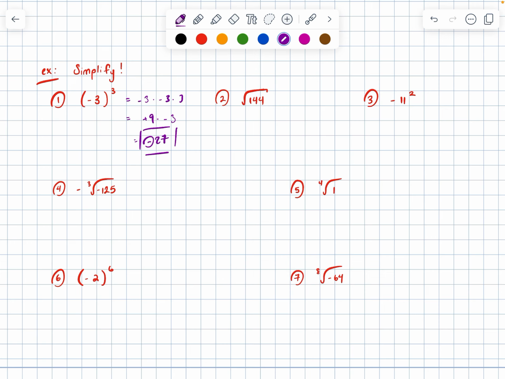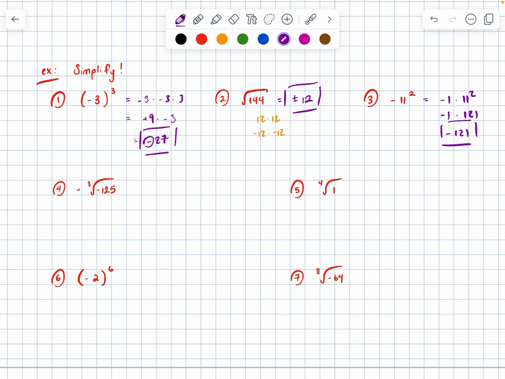For the square root of 144, again, this could be either positive 12 times positive 12 or negative 12 times negative 12. Both versions of 12 work. So we would say that plus or minus 12 is our answer to this question. Negative 11 squared. This is an order of operations question in disguise. This really means, of course, negative 1 times 11 squared. PEMDAS tells me I'd simplify the exponent first. 11 times 11 gives me 121. And then negative 1 times positive 121 gives me negative 121.